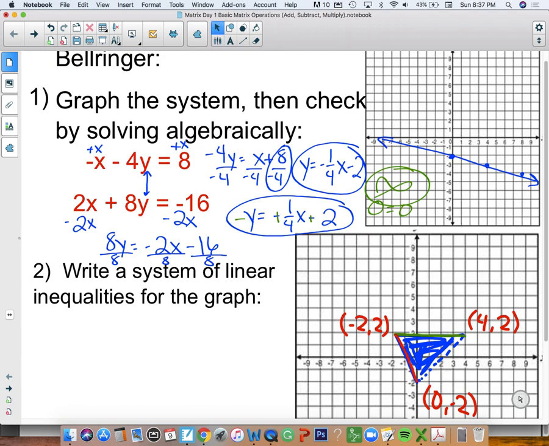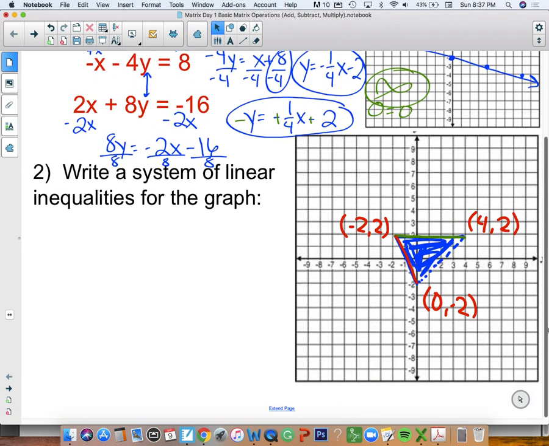All right, for the second one, scroll down a little bit. If we need more space, we just need to write equations for each of the lines here. So we have a line here, a line here, and a line here. It makes that triangle. We have to draw 3 equations for that. So the top one is the easiest. Okay, this one up here. That's just a y equals 2.